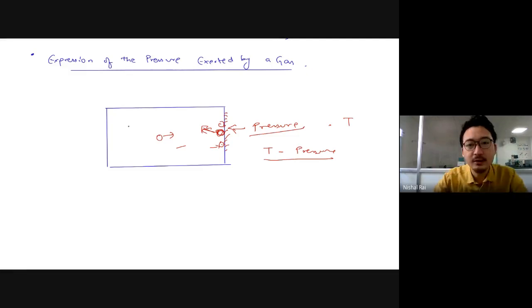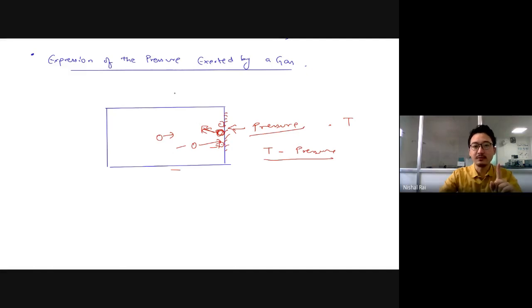Why? Because for a given temperature, the molecule will move at a certain velocity, because it will only have a certain kind of kinetic energy. Now, as you keep on increasing the temperature, this molecule will start moving faster because they will get excited due to heat. So they will carry larger momentum and hit the wall harder. That's why the pressure will increase with respect to temperature.